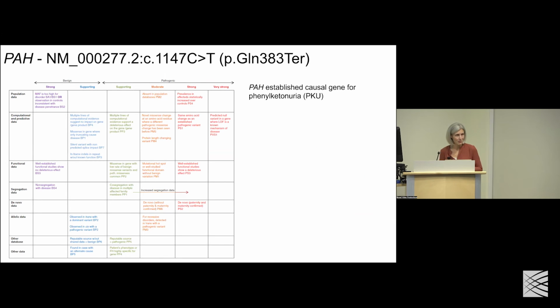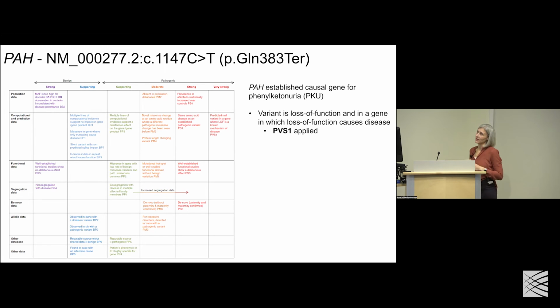So let's walk through an example of what that might look like. Let's take this nonsense variant in the PAH gene. PAH is an established causal gene for phenylketonuria, or PKU, an autosomal recessive condition. This variant is a loss of function variant. It's a nonsense variant expected to lead to nonsense-mediated decay, and it falls within a gene, PAH, in which we know that loss of function causes disease, causes phenylketonuria. So this allows us to apply a PVS1 criterion here.